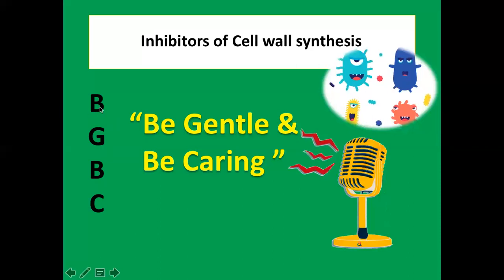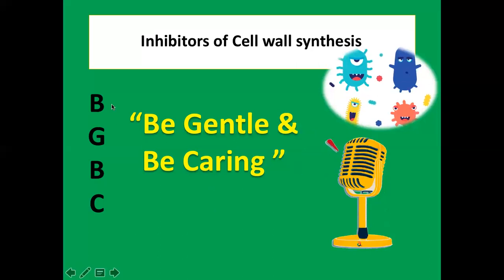B is for beta-lactam groups, which include penicillin, cephalosporin, monobactams, and carbapenems. The letter G is for the glycopeptide group. An example for that is the vancomycin drug. And B refers to bacitracin. And lastly, letter C is cycloserine. So I can give examples of the mechanism of action of some of the drugs. So for the letter B, we start with the beta-lactams.